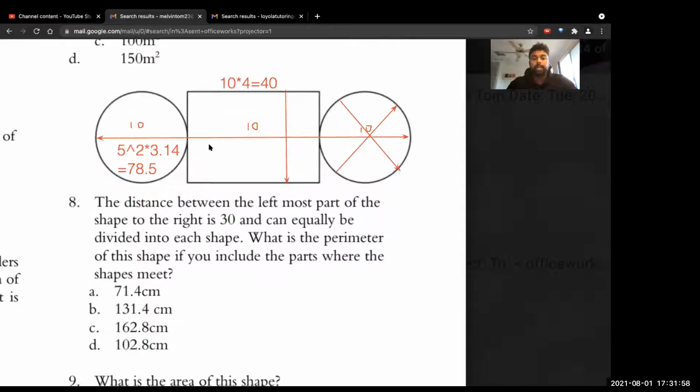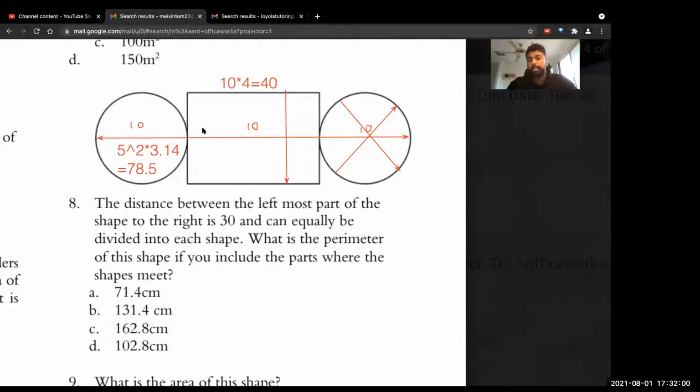Okay. Basically, to find the volume of a cylinder, you get the area of this base, which is a circle. The area of this circle, as you can see here, is 5 squared times pi, which is 78.5. And the height, as you can see here, is 10. So you do 78.5 times 10, and you get 785.